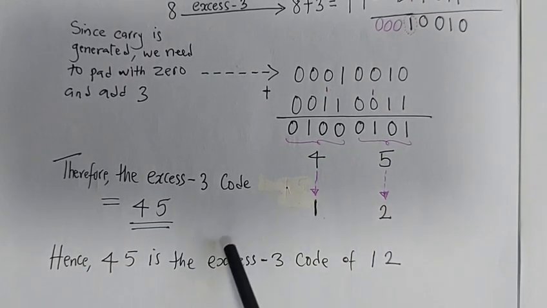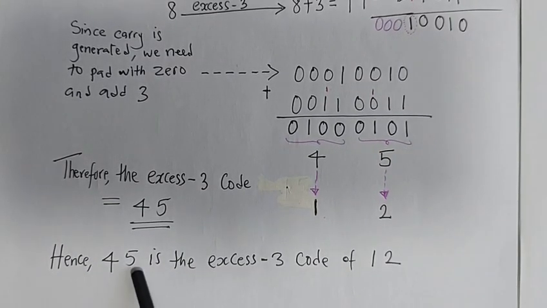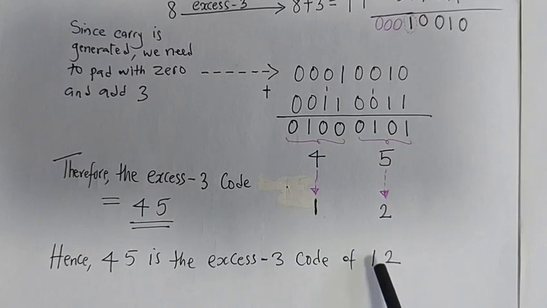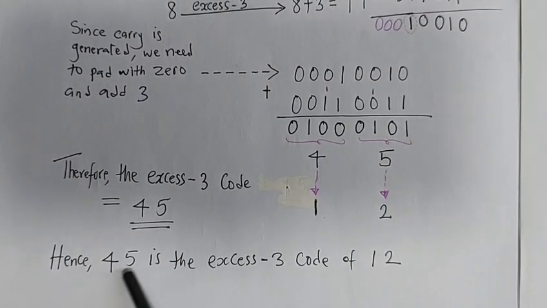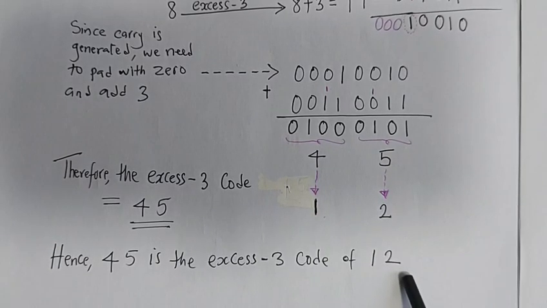Alright, so this is it, because the question says we should find the Excess-3 code. So 45 is the Excess-3 code of 12. Alright, so in this case we're going to say 12 and 45. So this is how simple it is for you to calculate this example.